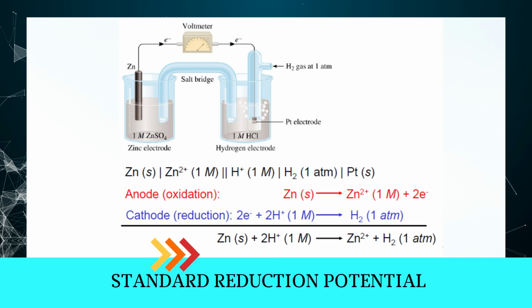And also you can write the net reaction. So how to write the net reaction? That means you need to combine the half reaction at the anode and the half reaction at the cathode. So you need to cancel the electrons at anode and cathode, and then you combine both equations. So you get the net reaction.